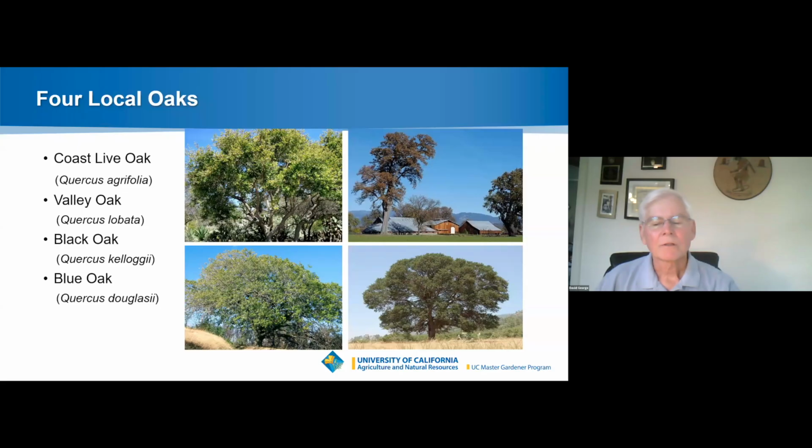In the coast live oak Latin term, agrifolia means evergreen. So coast live oaks are evergreen trees. They lose their leaves, but kind of continuously throughout the year, and are continuously rebuilding their leaf canopy. Valley oaks, on the other hand, are deciduous trees, and lobata means lobed leaves. They have deep grooves in their leaves, and you'll see that. Black oaks have been named after Albert Kellogg, a pioneering California biologist, and blue oaks, the scientific name, are named after the Scottish botanist David Douglas.